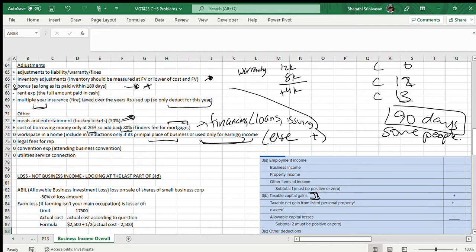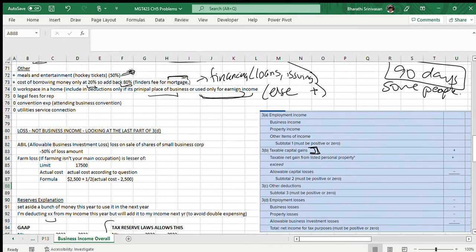Last one is utility service connection. Not really sure what this one is either. Maybe just having Bell people come in and make sure your utilities work, just setting it up, I guess. You can also deduct that. Maybe that's an expense you incur when you're starting a business or going to a new place. So they're like, you're starting a new chapter, we'll give you a benefit and let you deduct this.